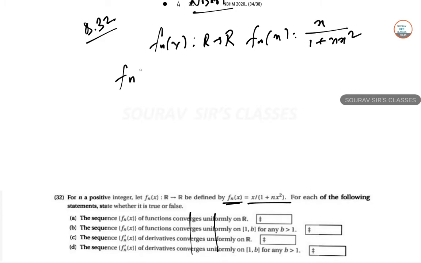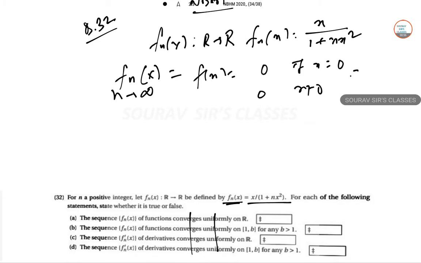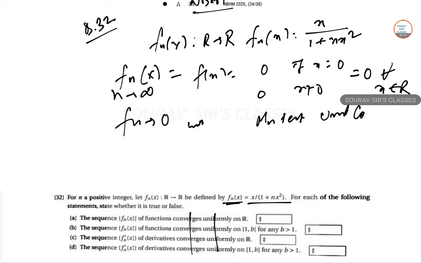So the limit as n tends to infinity of f_n(x) equals f(x), which is 0. If x is not equal to 0, then ultimately it is 0 for all real values of x. So now we need to check whether f_n converges uniformly or not. We can do the Mn test for uniform convergence.